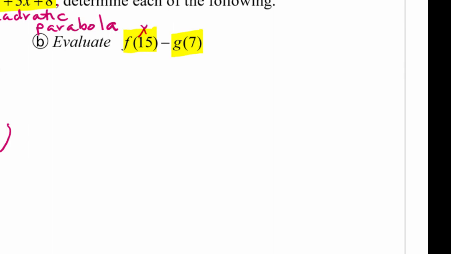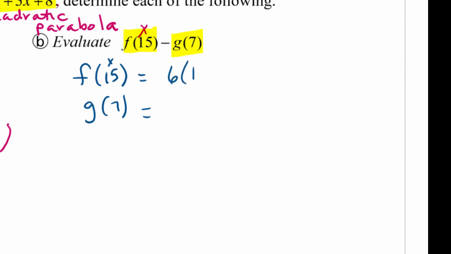That minus sign, sometimes that gets in our way. So let's evaluate f of 15 first, and then g of 7, and then we will subtract the two. So f of 15, again, that's our x that's going to go into f. So 6 times 15 minus 2, which is 90 minus 2, or 88. So there's our f of 15.